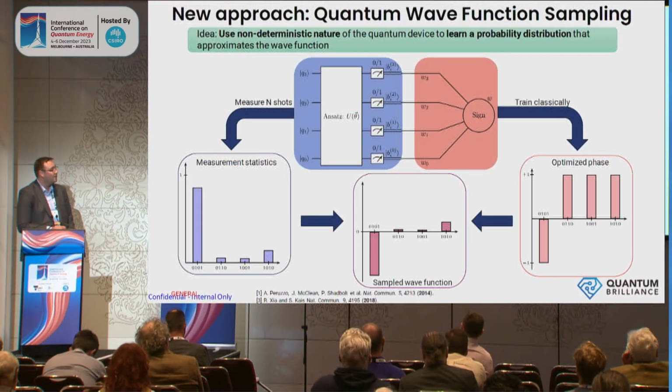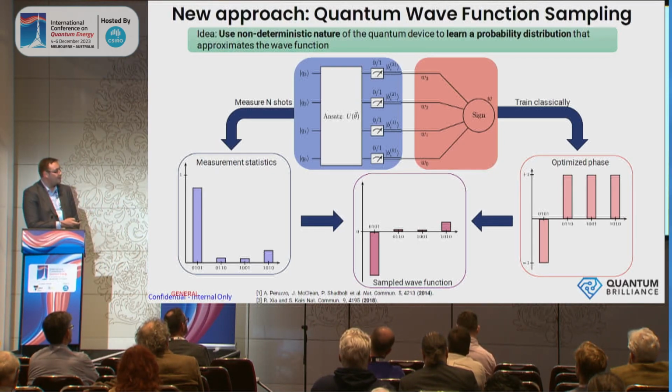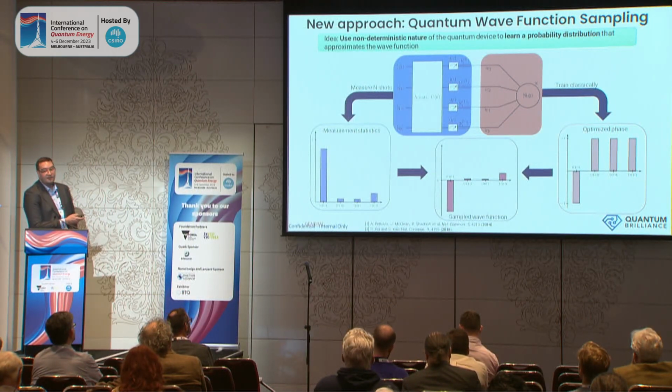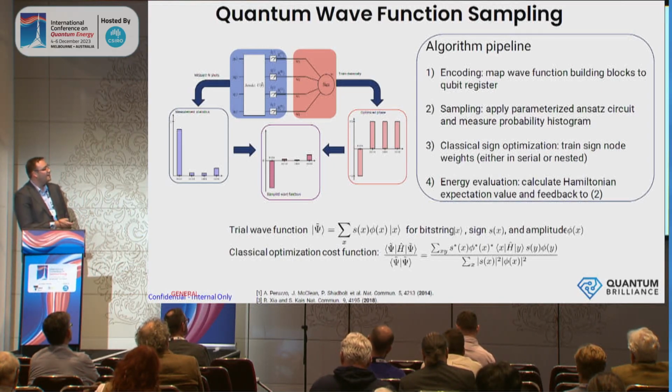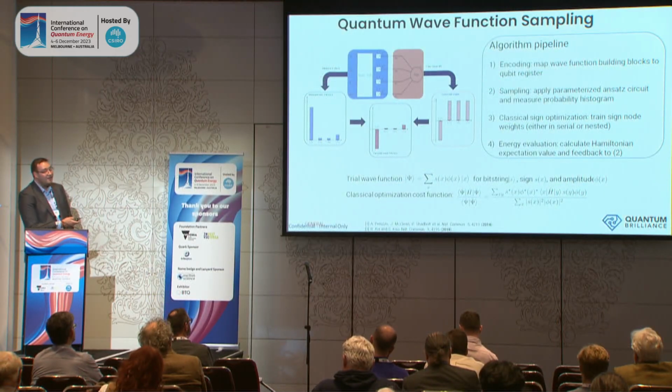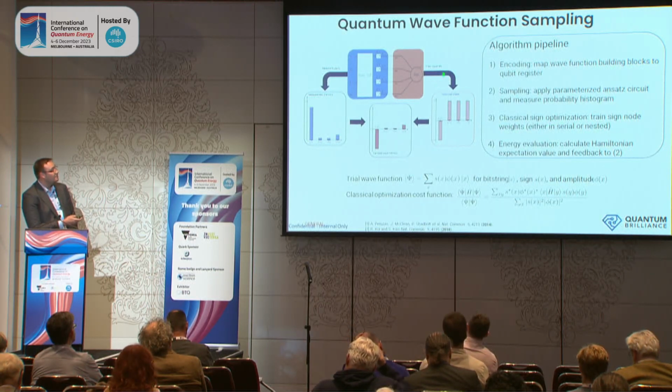And then what you do is you merge both of them to get the representation of the electronic wave function itself. Using that, you can calculate the energy classically and have the same feedback loop as in VQE into your parameterized ansatz circuit. Right? So just to write it down in a more detailed fashion again, you start with your standard encoding, just as in the VQE case. Then you do your sampling to get your measurement histogram from the parameterized ansatz circuit. You do the classical sign optimization of that classical part here.